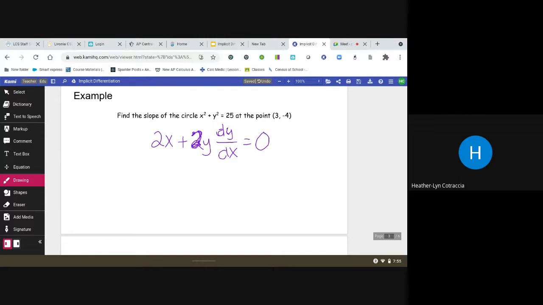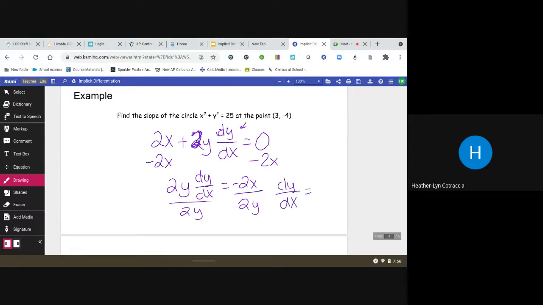Okay, so once you have that, you just want to get dy dx by itself. So then it just becomes an algebra problem. So I'm going to subtract over the 2x, which gives me 2y dy dx equals negative 2x. And then I'm going to divide by 2y, which means I get dy dx equals negative x over y. And that's the derivative with respect to x, like we said.